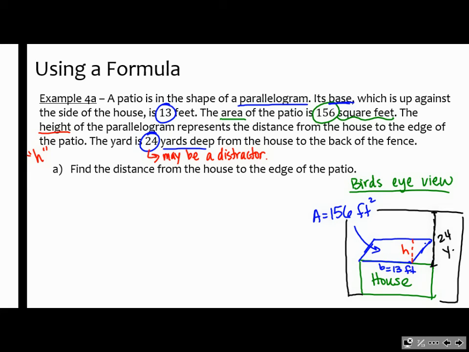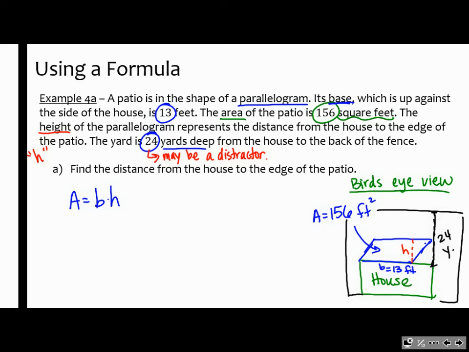Because the formula for area of a parallelogram is base times height. Just like a rectangle, base times height. Because a parallelogram is basically a slanting rectangle. All right, if I want to find the height, I'm going to solve this as a literal equation.